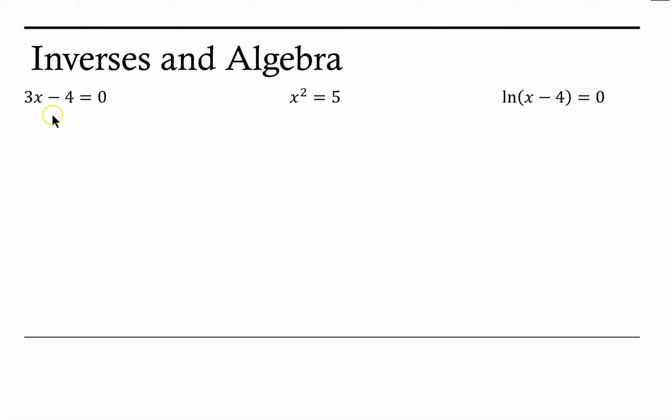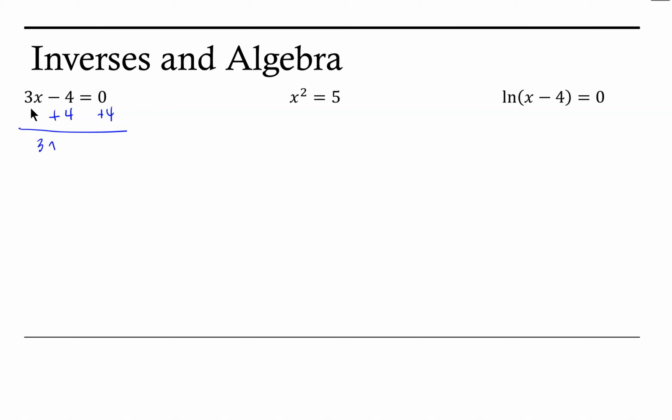Here I have three different equations, and in the process of solving each of these equations, we use inverse operations or inverse relationships. For example, in our first equation, we see 3x minus 4. We will use the inverse of subtraction, or addition, to help us isolate the variable x. So we would add 4 to both sides of this equation.